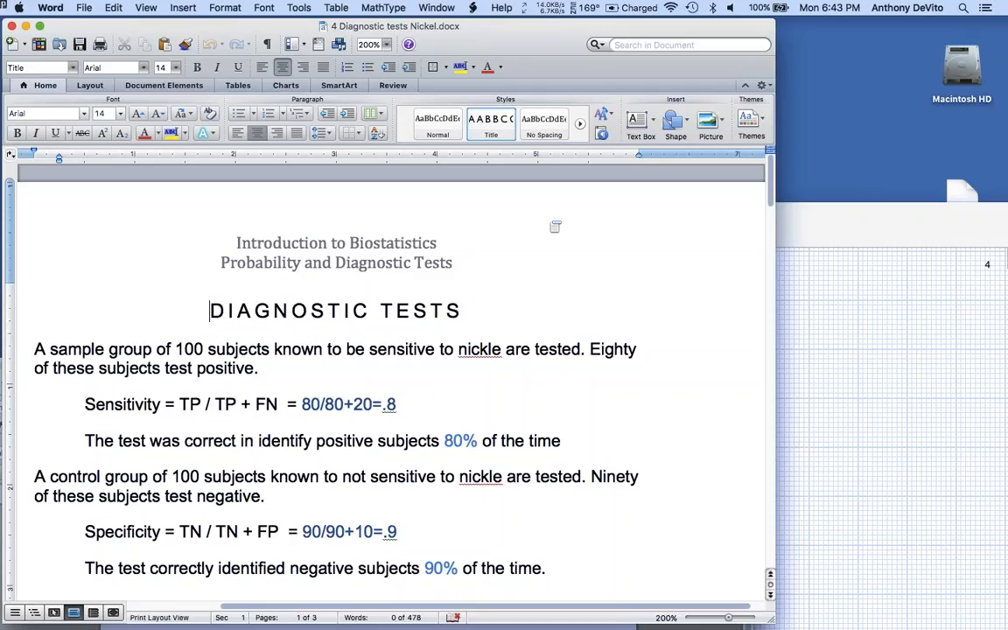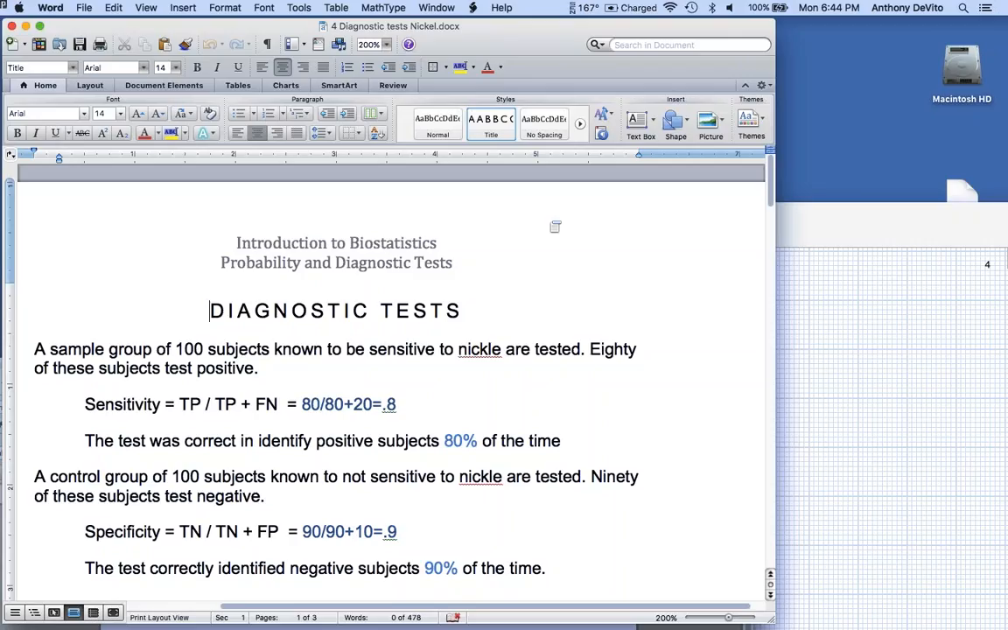So let's say that we wanted a simple diagnostic test to see if you're allergic to nickel. Okay, do they still do the challenge test? What is that called, where they poke you with, what is that? Patch test, right? Do they still do patch tests? Yeah, for allergies, they still do that, right?